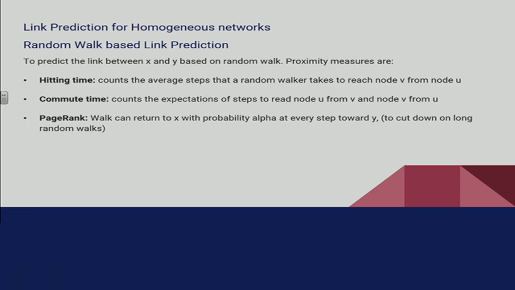Another method for homogeneous networks is random walk-based link prediction, to predict the link between X and Y based on random walks. I have listed only three proximity measures for this one. One of these is hitting time, which counts the average number of steps that a random walker takes to reach node V from U. Commute time counts the expected number of steps to reach node U from V and node V from U, so it is the hitting time from U to V plus the hitting time from V to U. PageRank, I think we already discussed in class before. It returns a probability distribution, where the walker can return to X with probability alpha at every step towards Y.